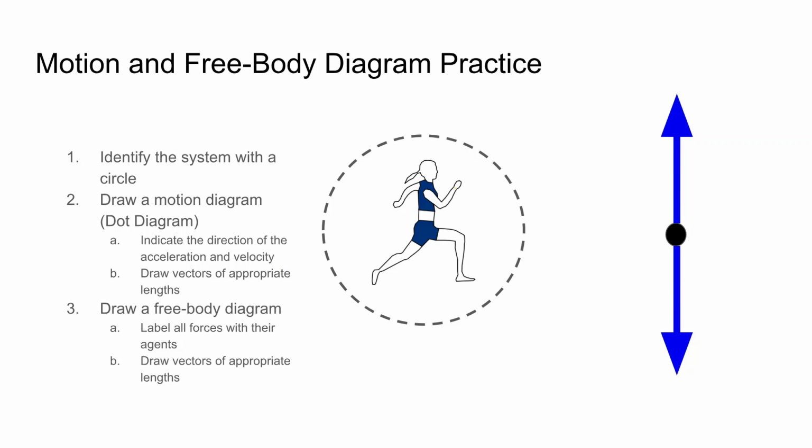Hello students, let's go over motion and free body diagrams. So first thing you need to do is identify the system. We do that by drawing a circle around the object that we're interested in.